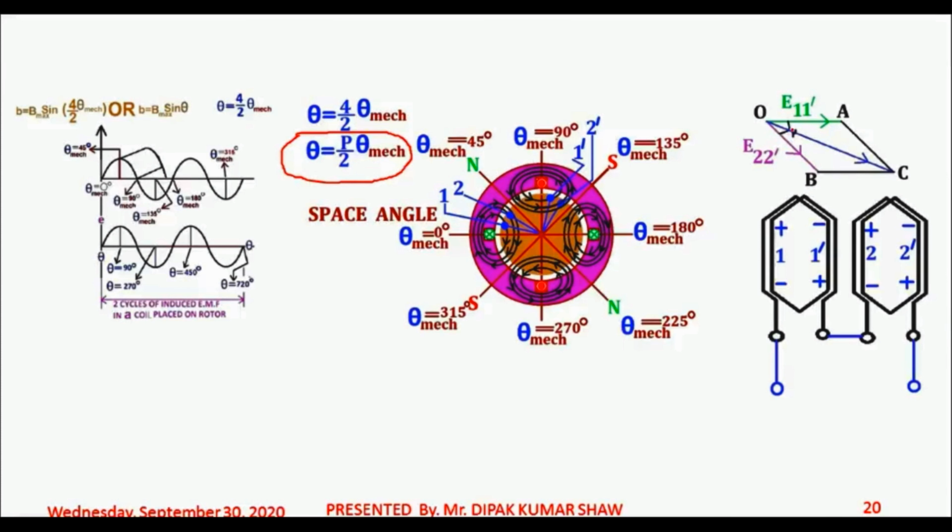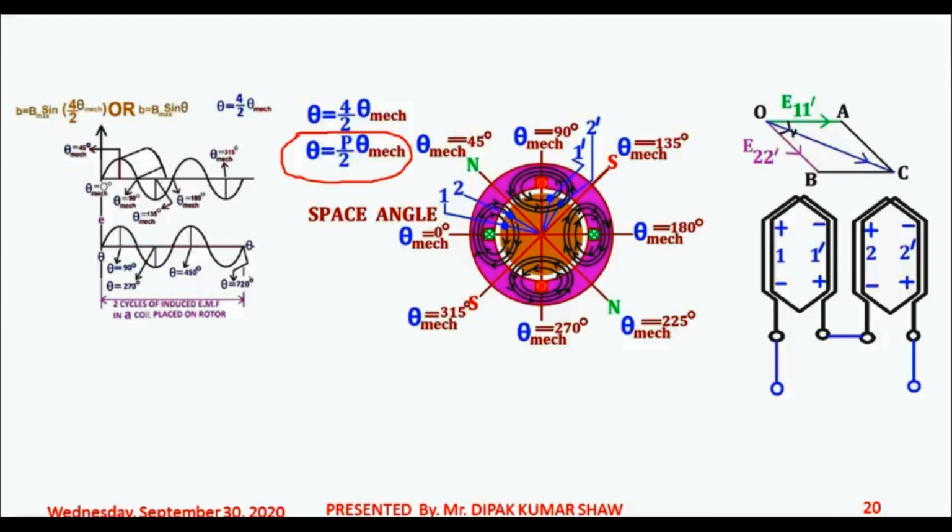So over here you can see that the phase difference between the induced EMF in the two coils, that is 1 dash and 2 dash, is indicated by gamma, no doubt. But if you want to find the mechanical degree, what kind of mechanical degree am I talking about? I am talking about the slot angular pitch in mechanical degree. What is slot angular pitch? The angle subtended by one slot pitch at the center.